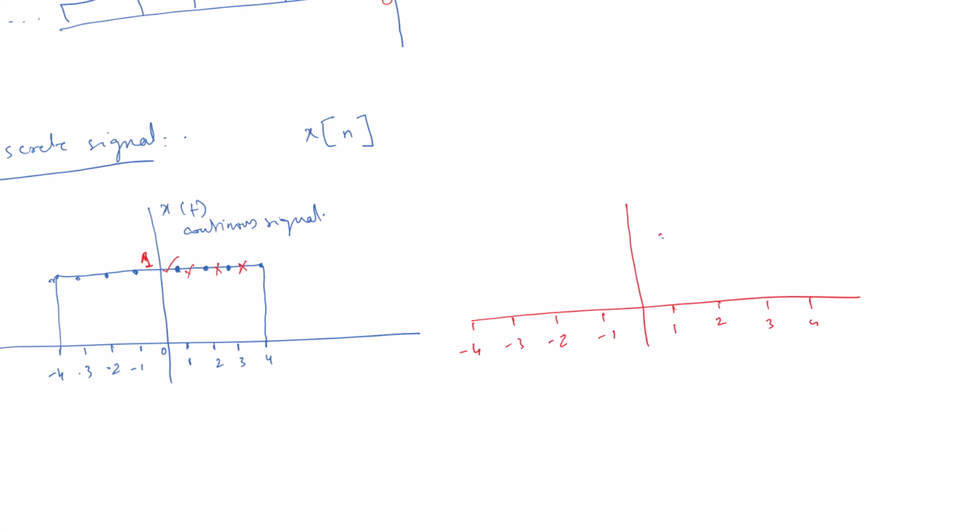So these are the spikes you can draw. x(n) will always be a spike signal. You can see the spikes in a discrete signal, and these are the sampled values of a continuous signal.